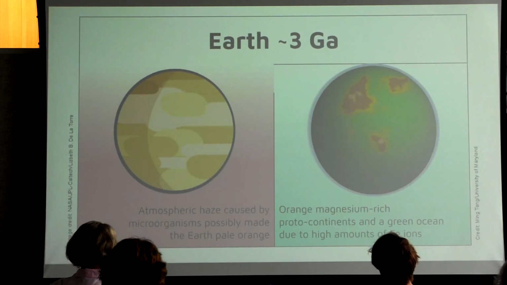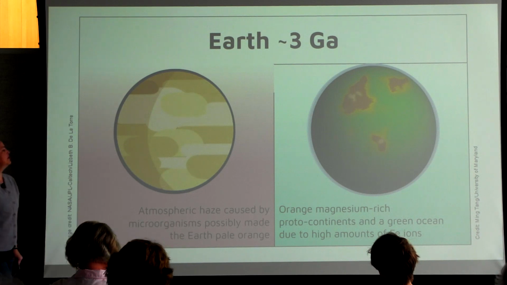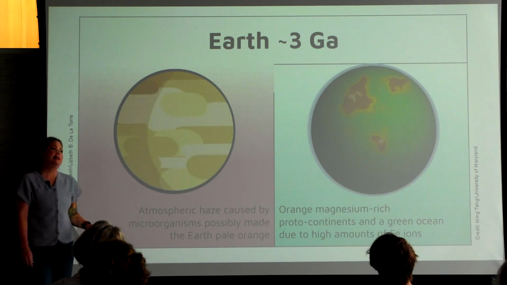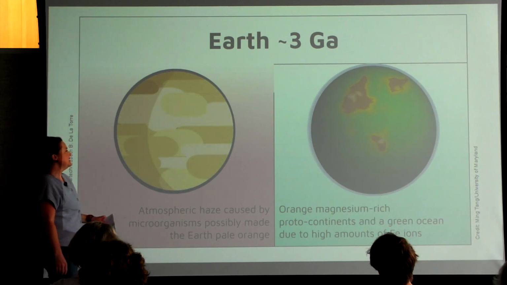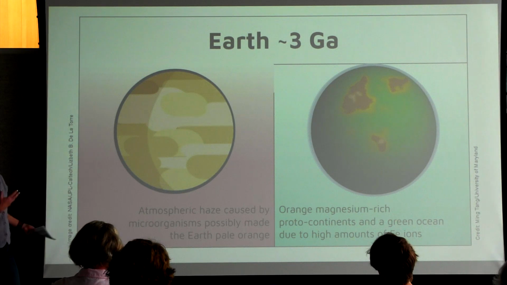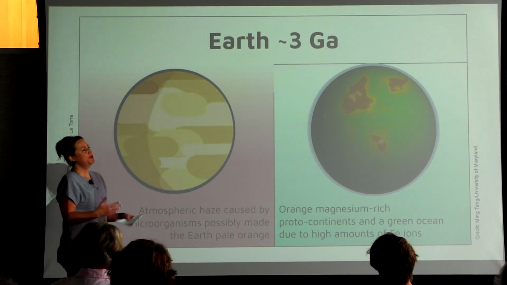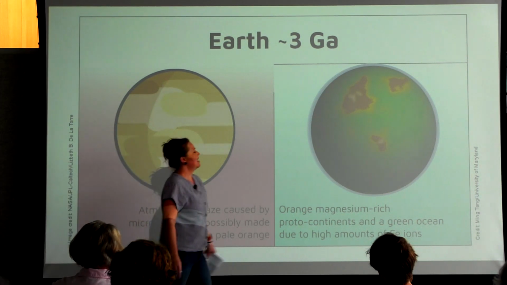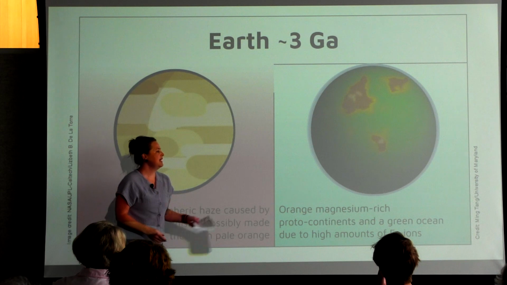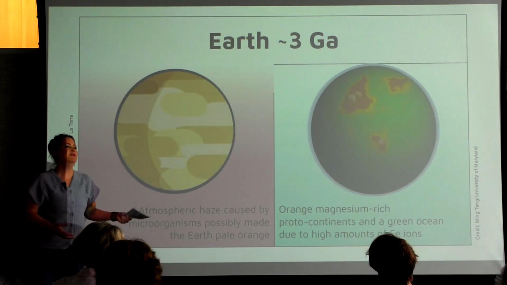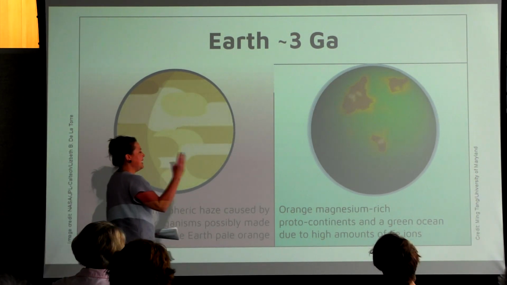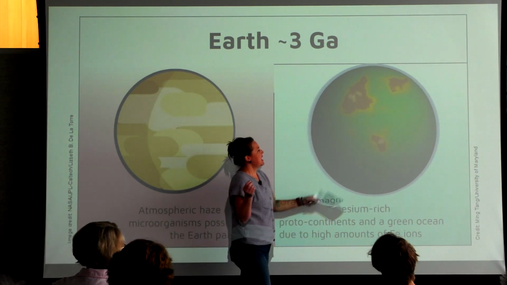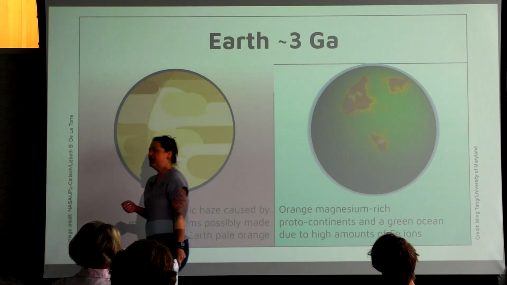So here we are at Earth about 3 billion years ago. If you were looking at Earth from space, you might not actually be able to see the surface. It might be a little bit more like Venus, only for a different reason. So it might have looked a little pale orange because of all of this haze that was produced by microorganisms and things like that. Now, if we got all that cloud out of the way, Earth would look way different though. The land masses were probably magnesium rich and they would have looked orange. The oceans were absolutely full of free iron. Iron was everywhere. And so our oceans would have looked green.